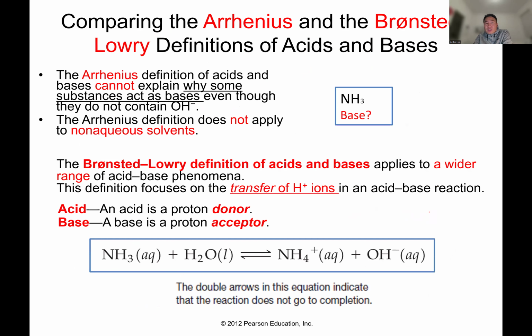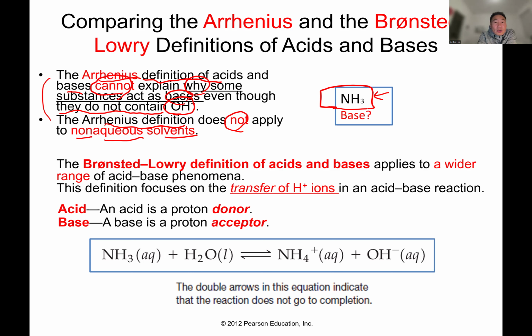There are two limitations in the Arrhenius definition of acid and base. The Arrhenius definition of acids and bases cannot explain why some substances act as bases even though they do not contain hydroxide ions. For example, NH3. This is a base, but there's no OH group. Also, the Arrhenius definition does not apply to non-aqueous solvents. These are the two limitations in the Arrhenius acid-base definition.